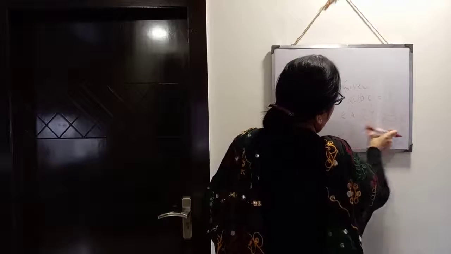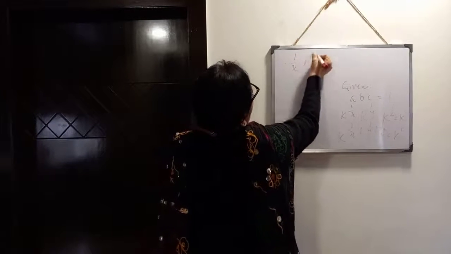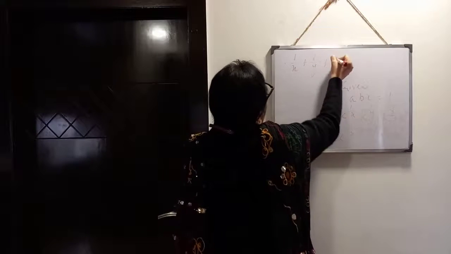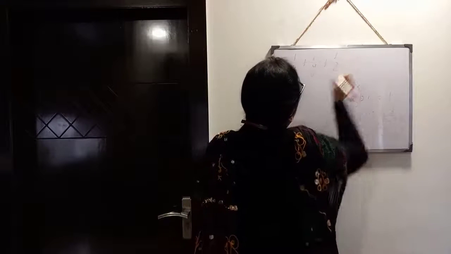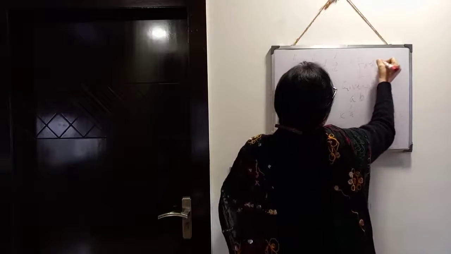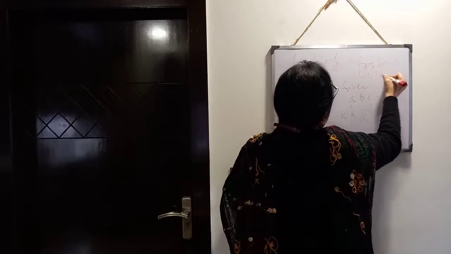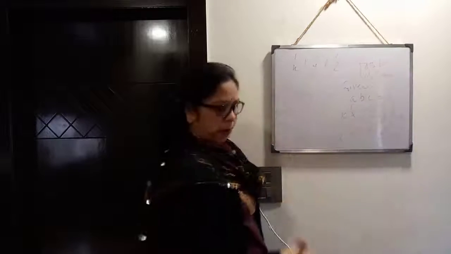so you can equate this equal to 0. Therefore 1 by x plus 1 by y plus 1 by z equals 0. Why? As the base is the same. Clear?